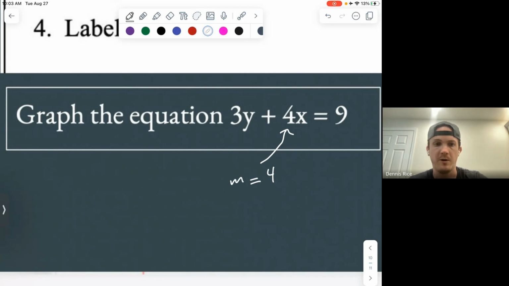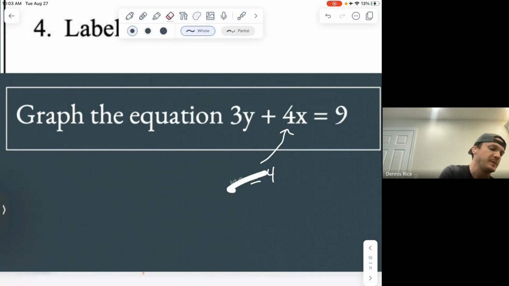Can anyone tell me why? Y is not isolated. Yeah, a better name than saying mx plus b would be making sure you say the y equals part of it, right? It has to be y equals. You can't just dive into something head first. So let's get y by itself.